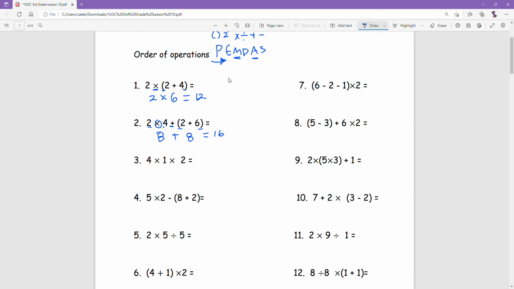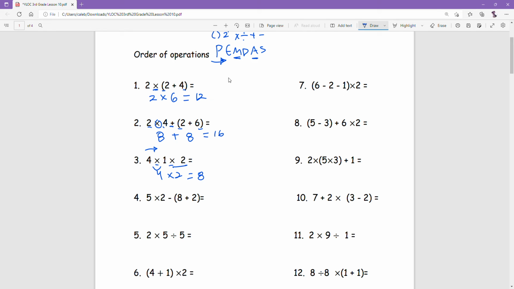Now let's look at number 3. So we have 4 times 1 times 2. Since they're all multiplication, the order really doesn't matter, but we'll do it from left to right. So we have 4 times 1, which is 4. And now we have 4 times 2 here, and 4 times 2 equals 8. So our answer for number 3 is 8.